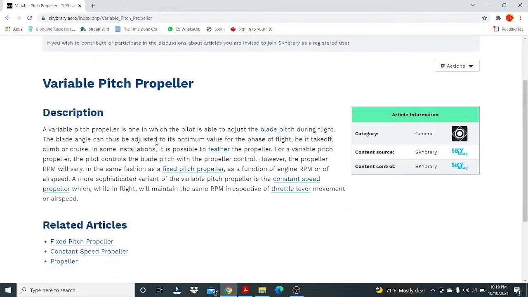For a variable pitch propeller, the pilot controls the blade pitch with the propeller control. However, the propeller RPM will vary in the same fashion as a fixed pitch propeller, as a function of engine RPM or of airspeed.